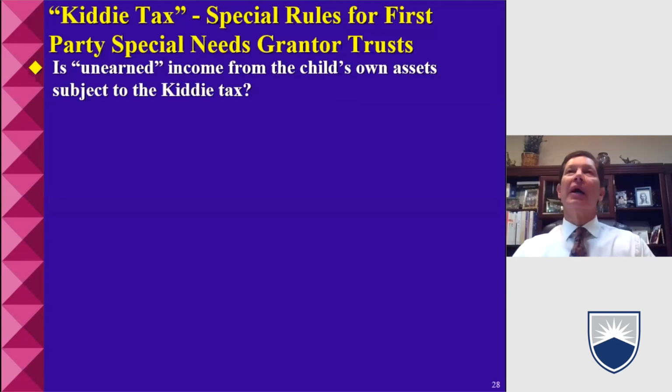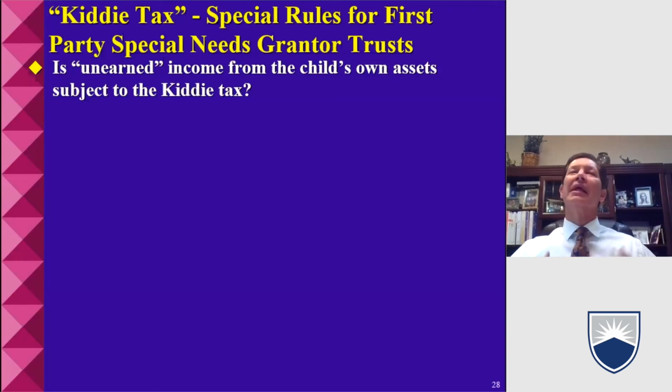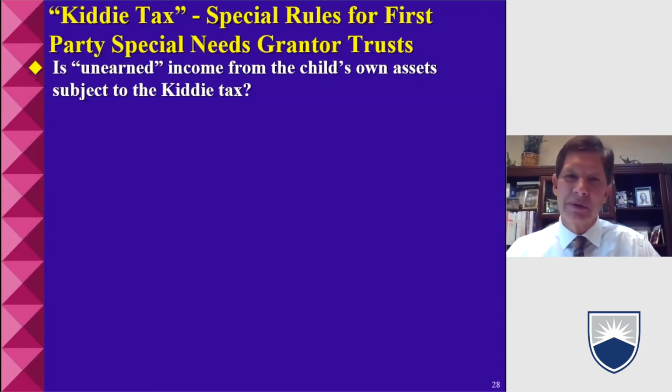If your child is involved in an automobile accident, let's say there's a personal injury award of $500,000. If your child is totally and permanently disabled, they're going to need to place that $500,000 into a first party or self-settled special needs trust. Now, I know what you're thinking: well, that's their assets. How could the kiddie tax possibly apply?